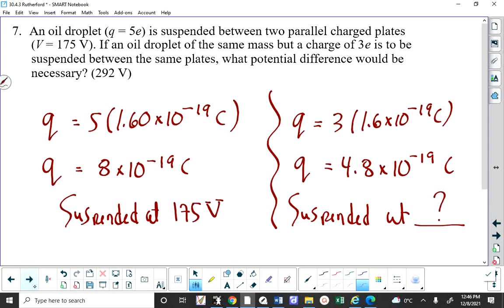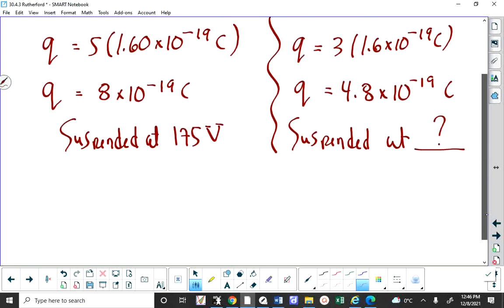I know the answer is right there staring us in the eyes, but the voltage has to be greater. And the reason the voltage has to be greater than 175 is there's less charge. And the electric force is going to be equal to the gravitational force no matter what. And the electric force is charge times electric field strength. So if the charge is smaller, you're going to need a larger electric field strength. There's so many different ways to solve this problem.